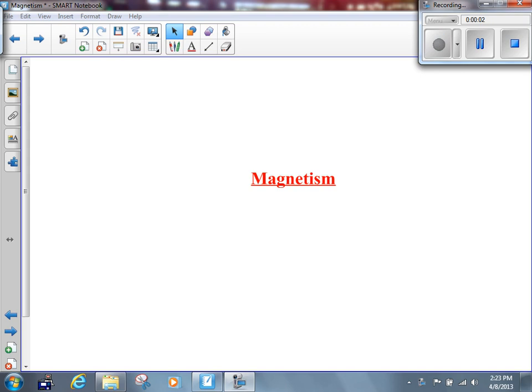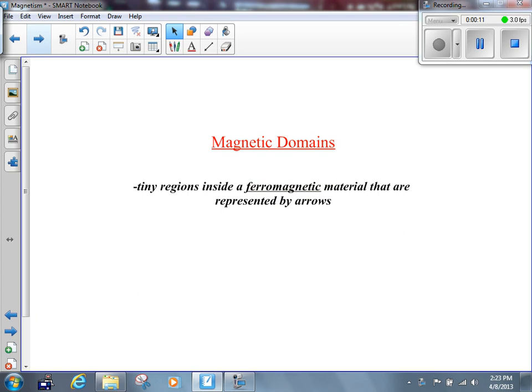New unit starting today on magnetism. Let's define a couple of terms about magnetism before we really get into the meat and potatoes of it. First one is what we call a magnetic domain.